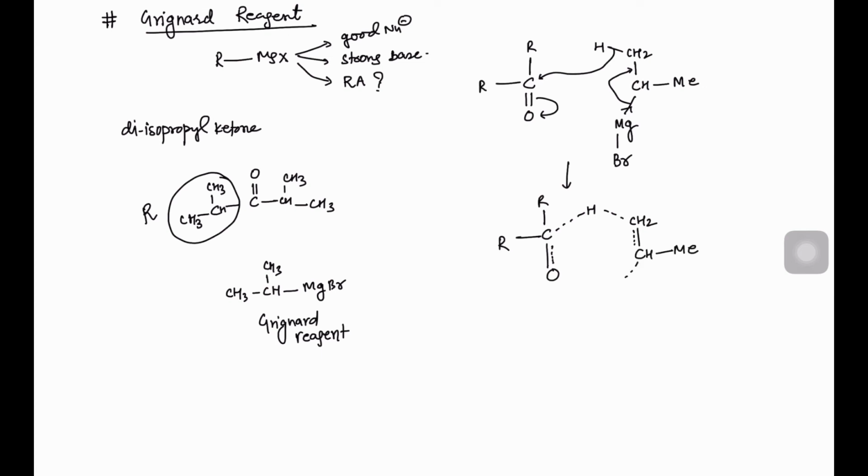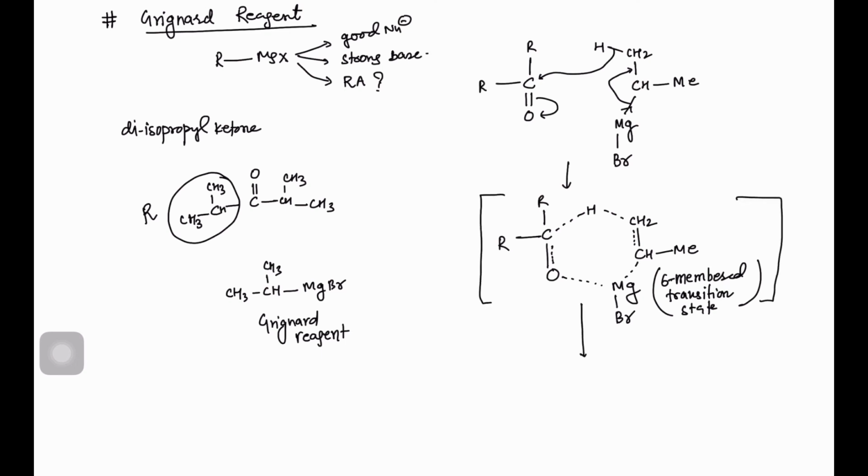So you can see, and now this bond will be breaking, and MgBr, and once it gets O negative, Mg and oxygen will have attraction. So this is a very stable 6-membered transition state. After that, it will result in the final product. Hydrogen will get attached and it will become O negative, MgBr positive, and the other product will be simply propene, that is CH2 double bond CH-CH3.